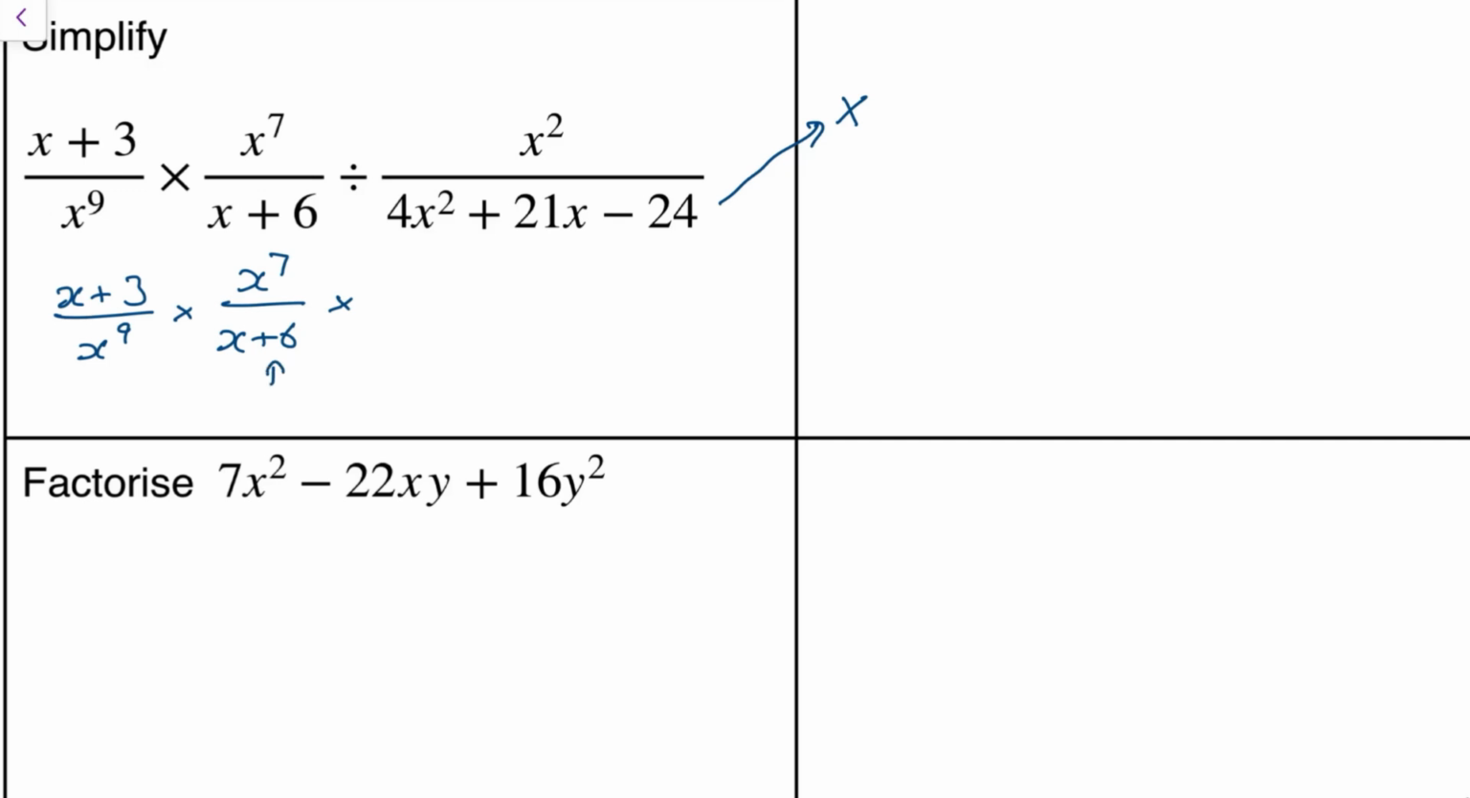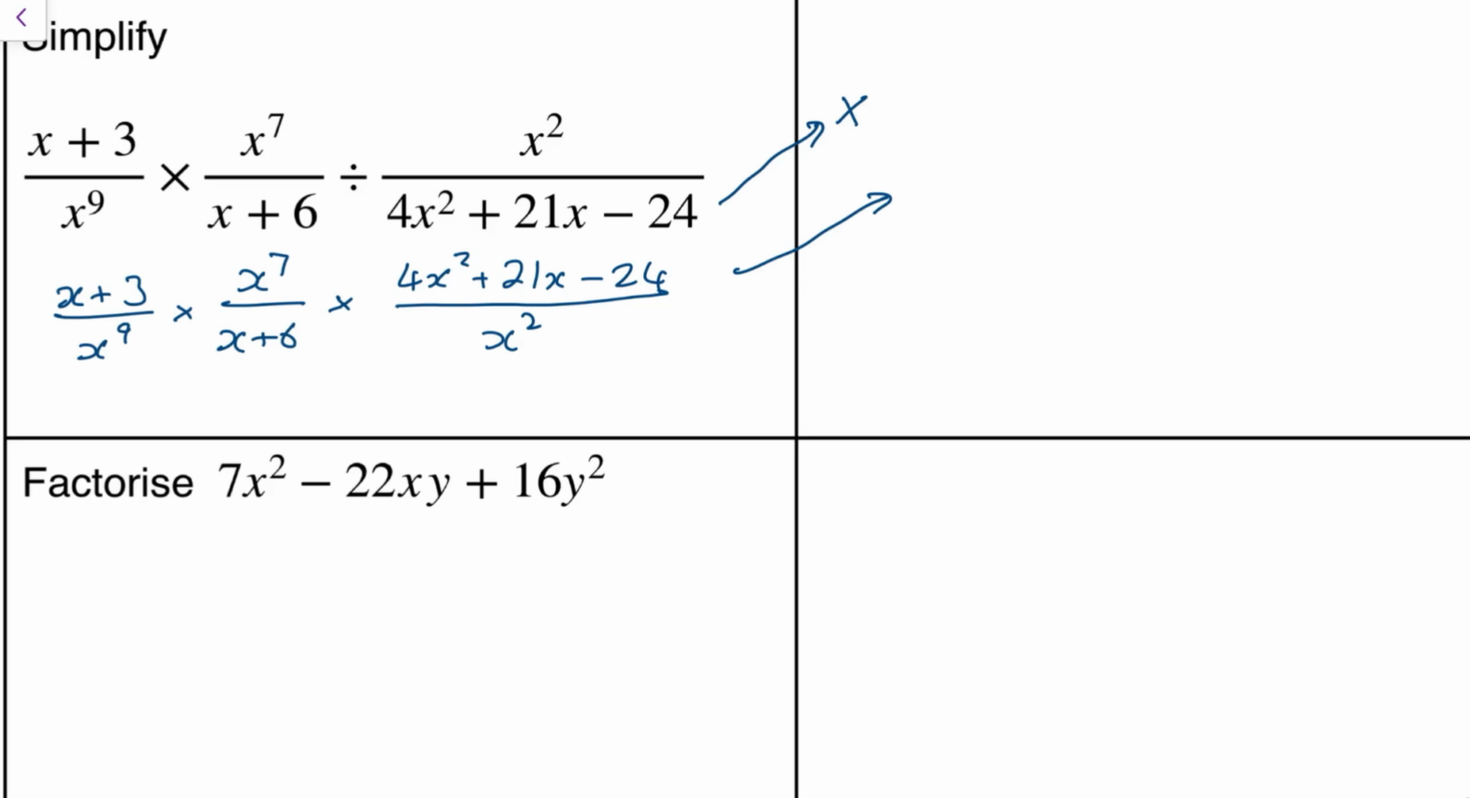I hoped it would factorize with a plus 6, and I hoped things would cancel. That hasn't happened because this doesn't factorize. So given the question I've got, it's going to be 4x squared plus 21x minus 24 all over x squared. And now we can do some cancelling. So let's move this up here. Not a lot of cancelling, it has to be said.